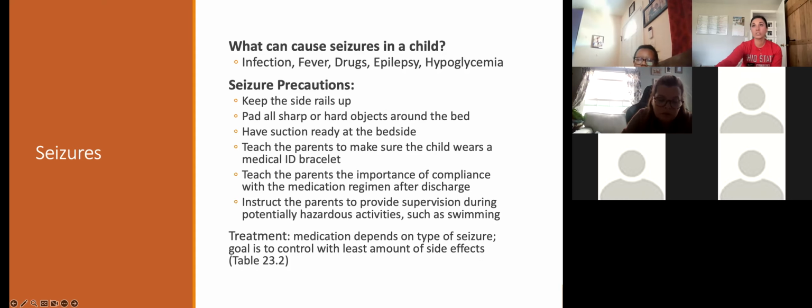It's important that we know our seizure precautions. We want to keep our side rails up, make sure that we pad any sharp or hard object around the bed, make sure we have suction at the bedside ready. Teaching parents to make sure the child has a medical ID bracelet on saying they have a seizure disorder. And then we want to stress the importance of giving their medication at the same time every day and not stopping it suddenly, because we could cause them to go into status.